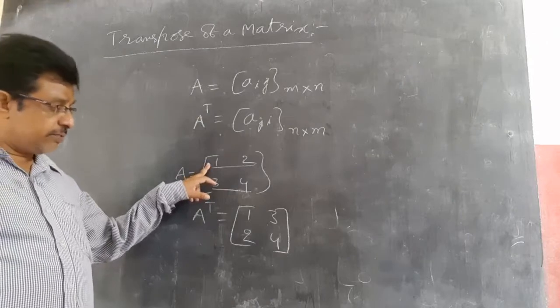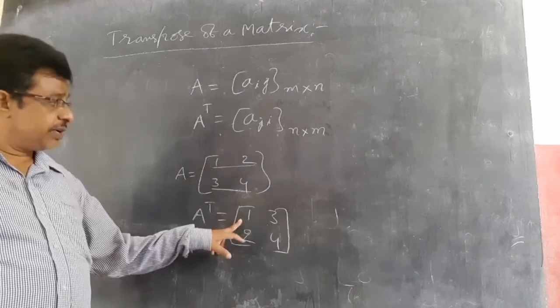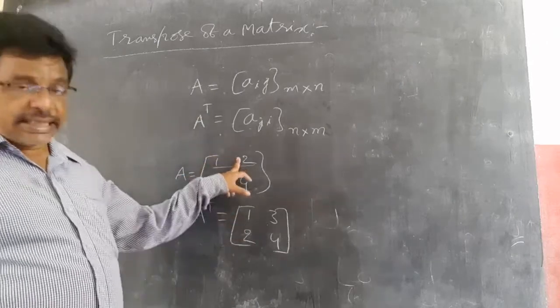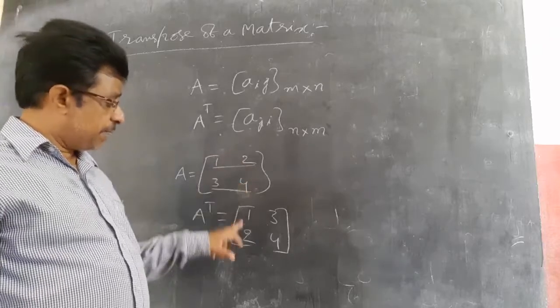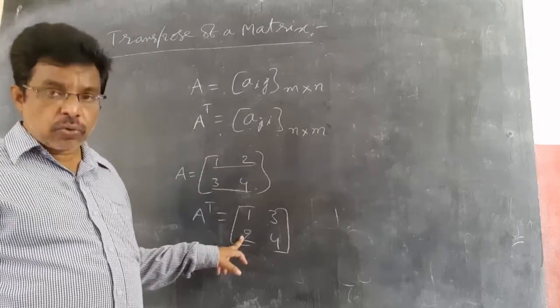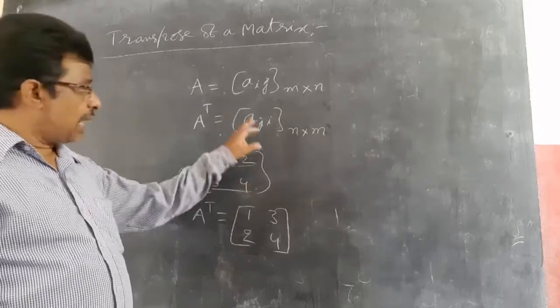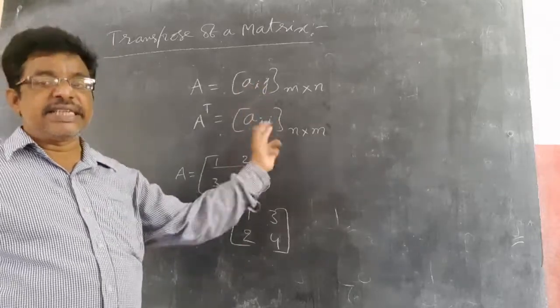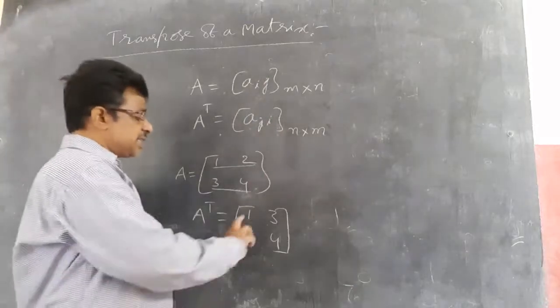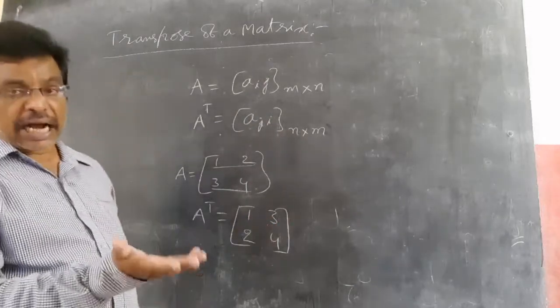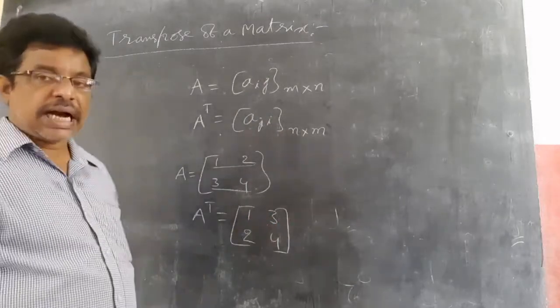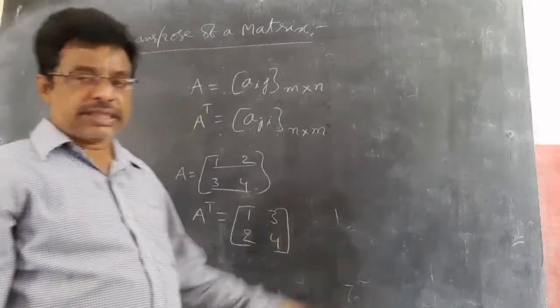See, this is A11. One is in A11 position, one is in A11 position, but 2 is in A12 position. But here 2 is in A21 position, second row, first column. Here it is first row, second column element. So Aij is interchanging with Aji, means their position is changing. Row with column, column with row. So the column position changes to row, row position changes to column.